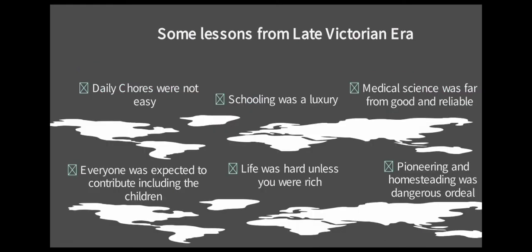In the next slide, there are some lessons from the late Victorian era that we can take. The first one is daily chores were not easy. Schooling was a luxury. Medical science was far from good and reliable. And the fourth one is everyone was expected to contribute, including the children. Life was hard unless you were rich. Pioneering and homesteading was a dangerous ordeal.